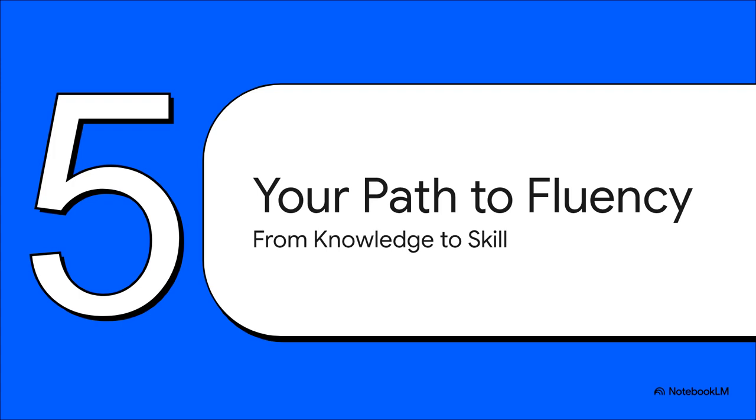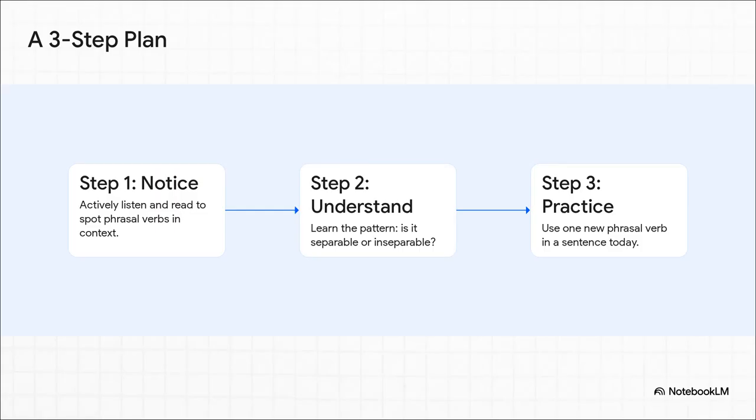Here's your game plan for fluency. It really boils down to a simple three-step process. First, just start noticing them when you're reading or listening. Second, when you find a new one, learn its pattern. Is it separable or not? And finally, and this is the most important part, you've got to use it. Just try using one new phrasal verb in a sentence today.